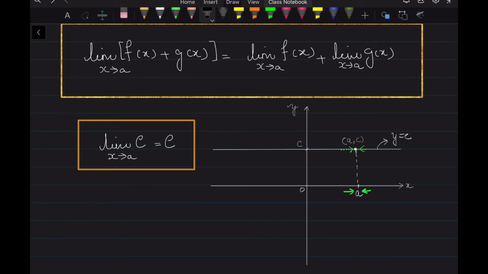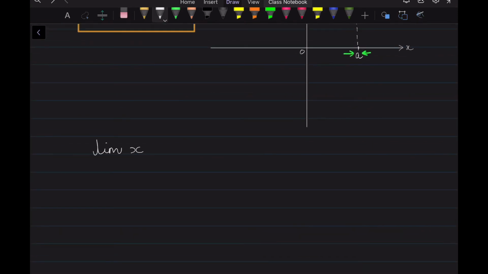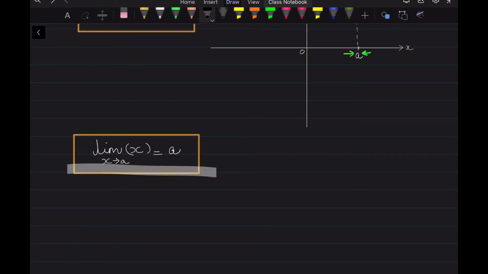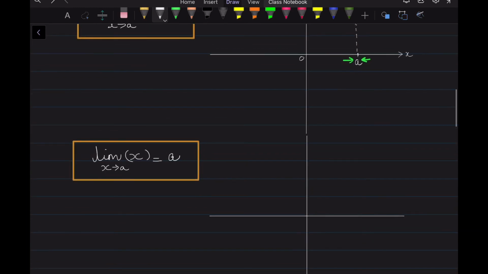Now let's quickly look at one more limit law, which is the limit of x as x approaches a is equal to the number a. So this is another limit law, and its proof is also pretty straightforward. Let's look at it intuitively. Suppose this is our coordinate axis where I have 0 here. This is our x-axis, this is our y-axis, and let's say the line passing through the origin represents y equal to x. And let's take the number a on the x-axis right here.